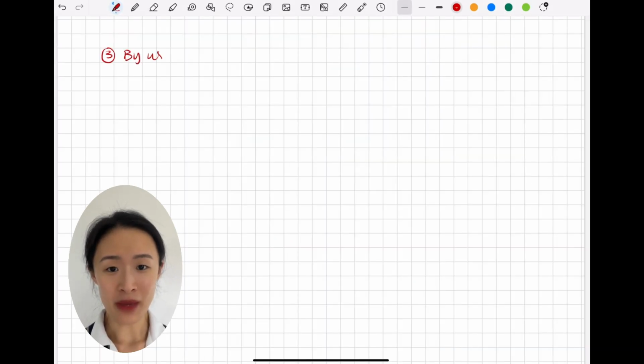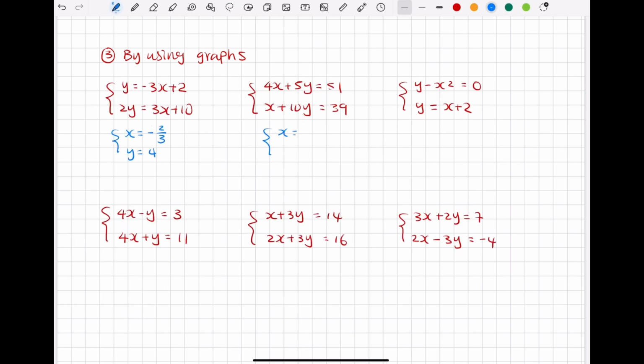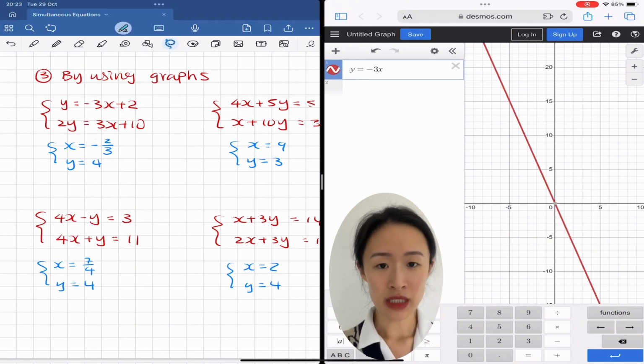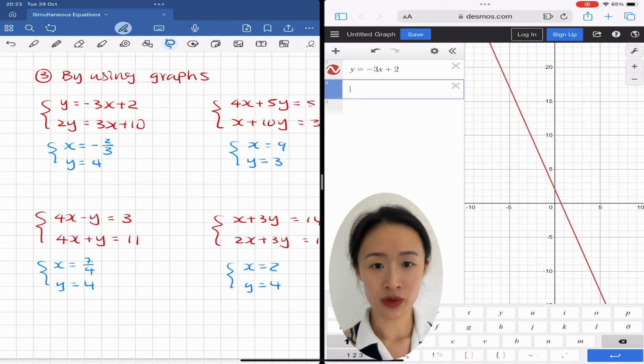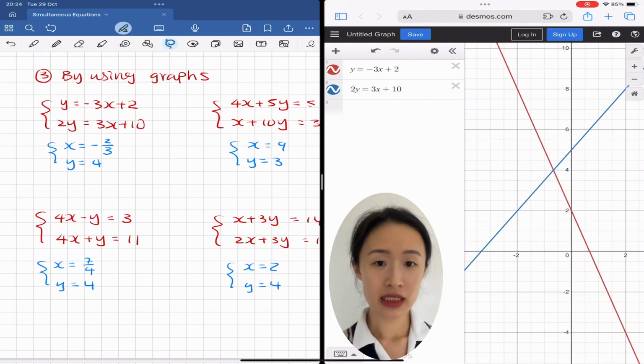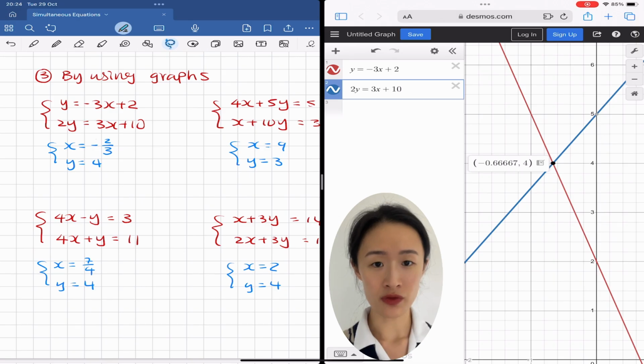Now is the most powerful method, by using graphs. Using graphs can help us to solve any types of question. What I'm going to do is write out the questions we have solved so far on the screen with their answers, so then we can check by using a graph. With the first set of equations, I'm going to type the equations into Desmos. So the first equation, y equals negative 3x plus 2, and then 2y equals 3x plus 10. There is an intersection. It is negative 2 over 3 and 4. First set of solutions is correct.